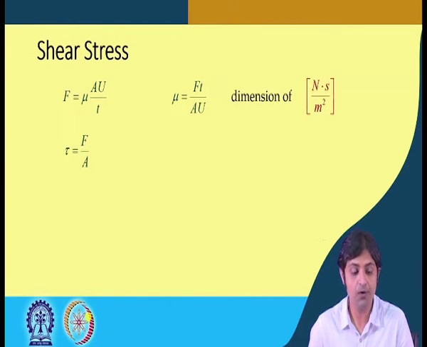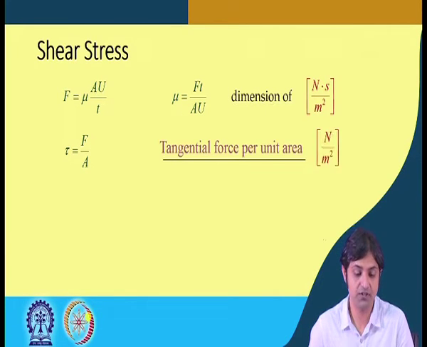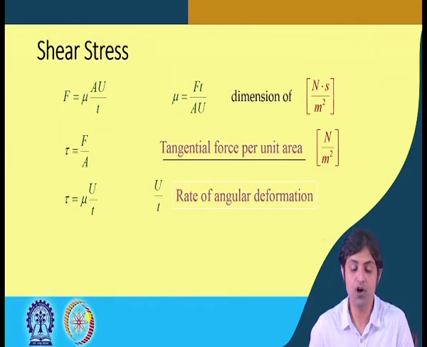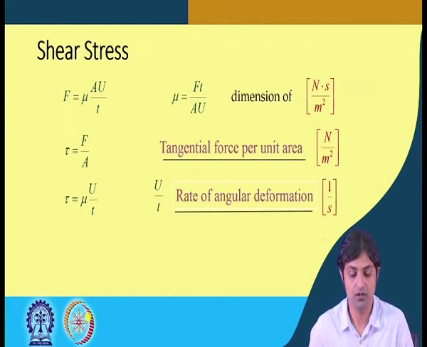Shear stress now is actually defined as force by area, and this is the tangential force per unit area, and its units are Newton per meter square. Shear stress therefore can be written as mu u by t. What is u by t? U is the velocity, t is the distance between the plates, or we can also call it the rate of angular deformation. So the units of this is 1 by seconds.